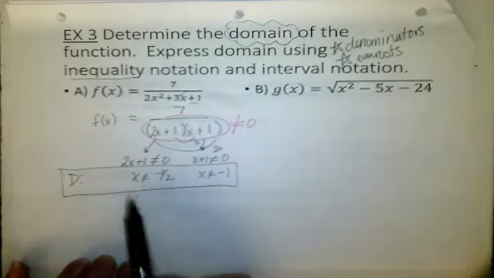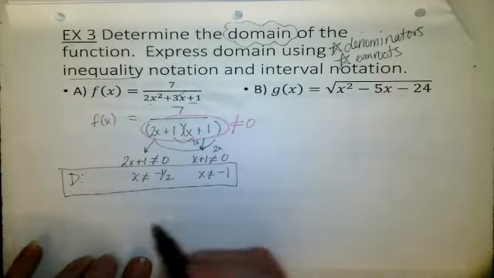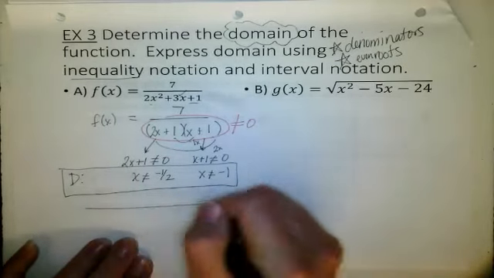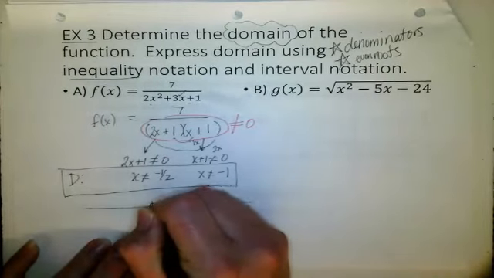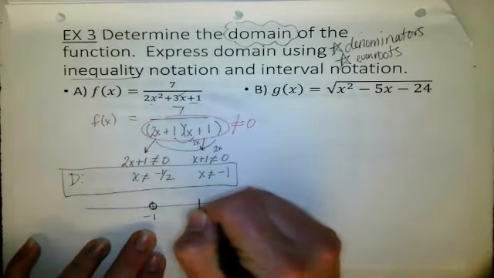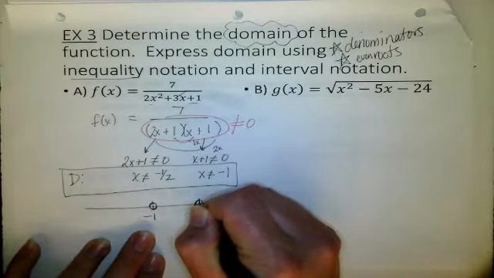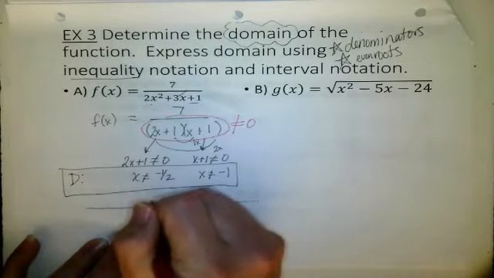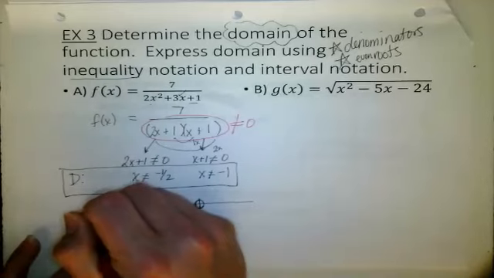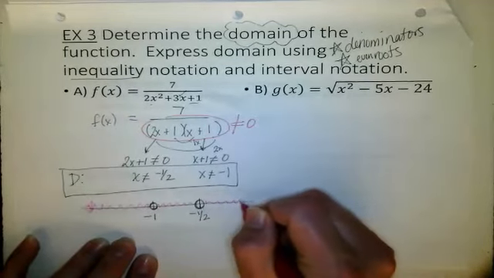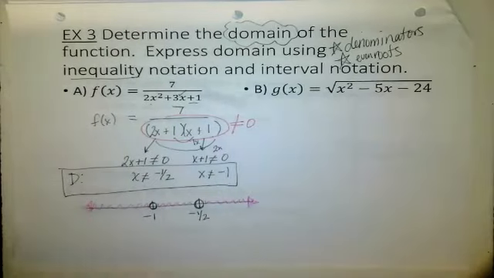Okay, so this is inequality notation, but I want to show you the interval notation as well, and I'm going to do it graphically. I have -1 as an open circle. I'm not allowed to be -1. And -1/2 is an open circle. But as Noelle said, everything else works. Everything to the left works. Everything in between works. And everything to the right works as well.